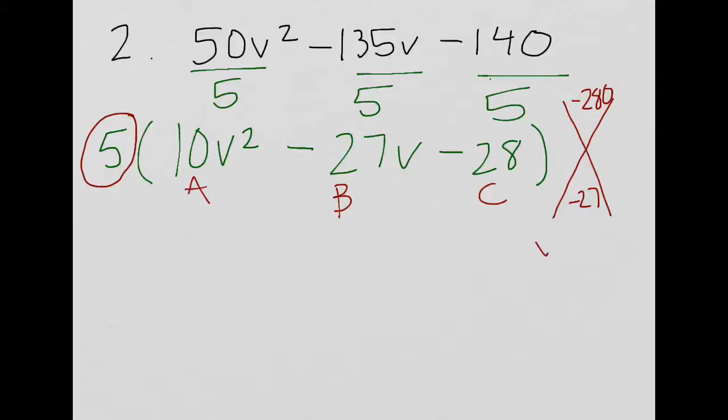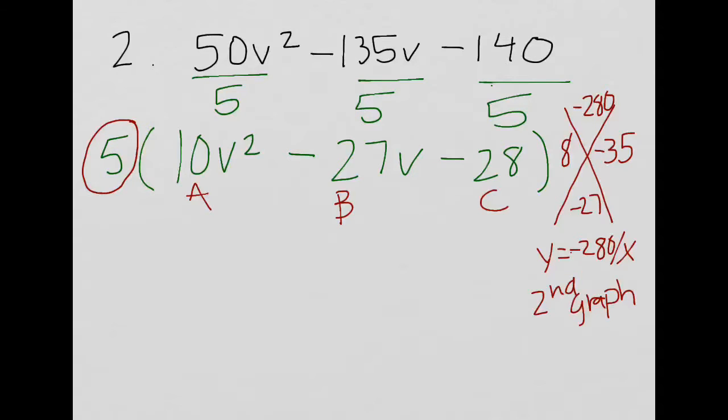So y equals negative 280 divided by x, second graph. I'm looking for something with a difference of negative 27. I'm going to have to scroll for a moment until I find this little combination. 8 and negative 35. So that calculator is really helpful. It would be a shame to not take the time to use it.